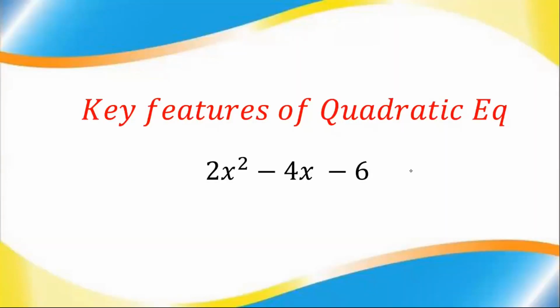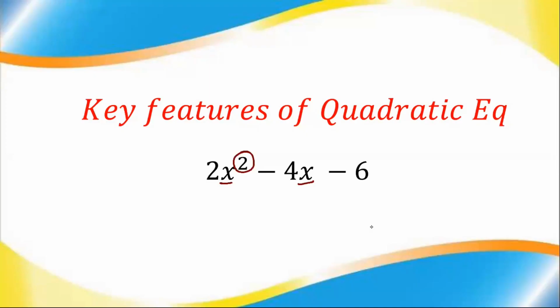Key features of quadratic equation. Before understanding the key features of quadratic equation, we should know what a quadratic equation is. A quadratic equation is an equation in which the highest power or exponent of the variable is 2. Here the variable is x, and the highest power of that variable is how much? It is 2, right? So it's a quadratic equation. Now let's discuss the key features.